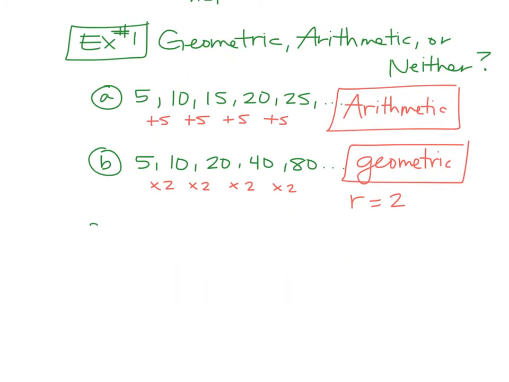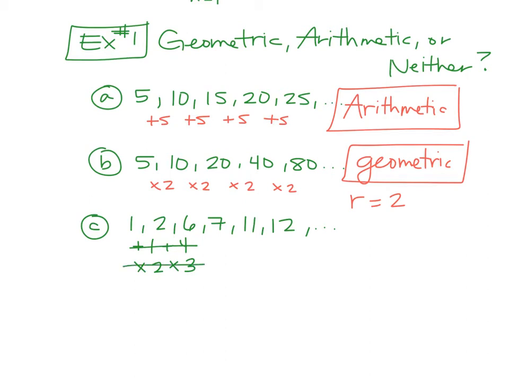What would this be? So you have 1, 2, 6, 7, 11, 12, and so on. That's neither, right? You can think of it like this. I'm going plus 1, and then I'd have to go plus 4. Or you could say, okay, well, it's not that. What if I multiply? It's times 2, but now it's times 3. If that number is changing, it's neither. Okay, so you can't add, you can't multiply, so we would just say this is neither.